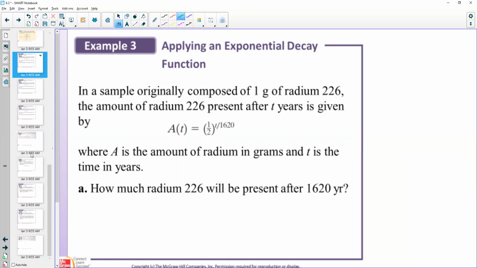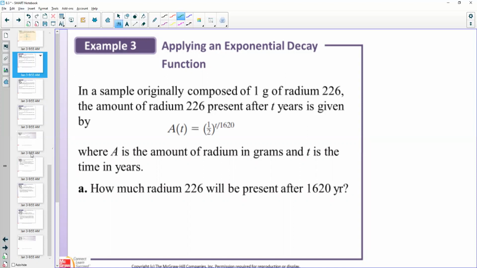In a sample originally composed of 1 gram of radium-226, which is radioactive, the amount of radium-226 present after T years is given by this formula: A of T equals half to the power of T divided by 1,620. A is the amount of radium in grams, and T is the time. How much radium will there be after 1,620 years?